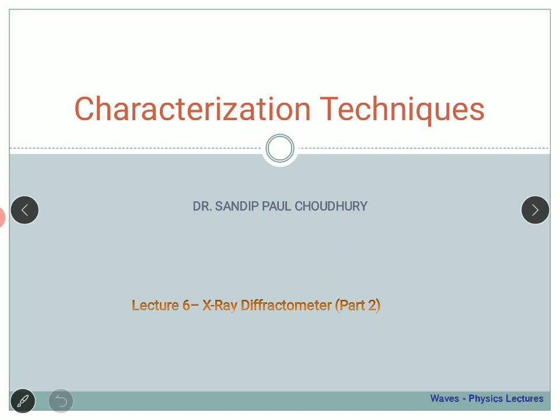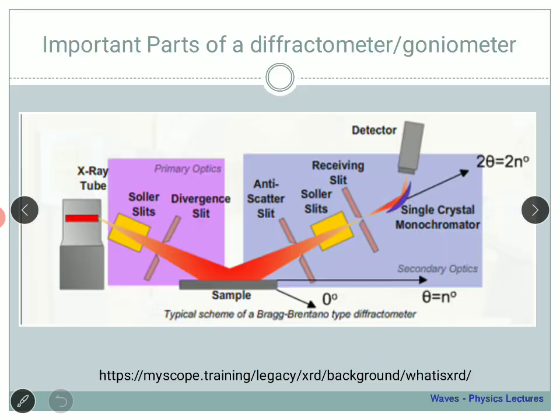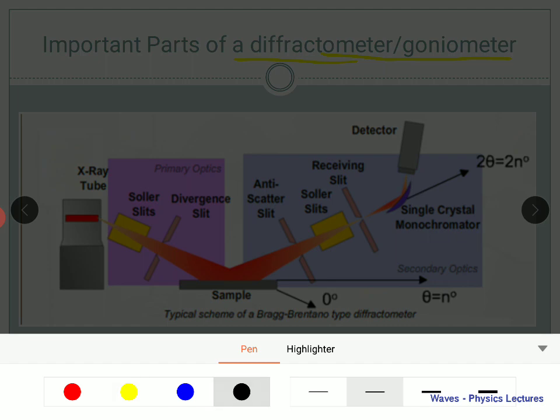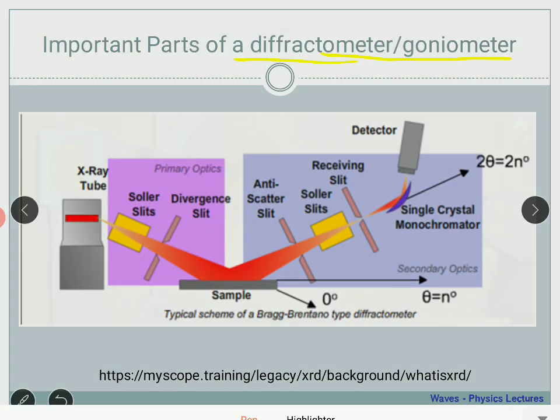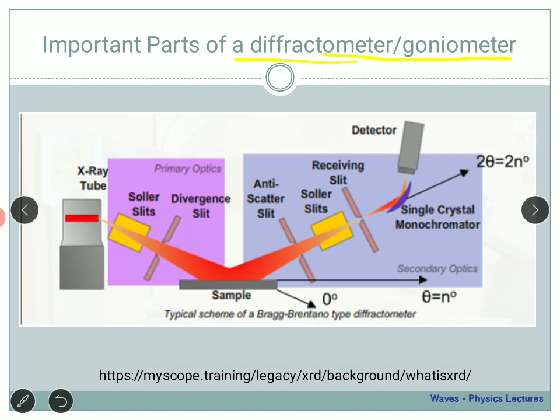and when we start off with our physical classes and sessions, we will be looking into the instrument in more detail and understanding it from a very close point of view. Okay, so if you look into the goniometer, which I told you about in the last class, we are talking about parts of the diffractometer now, and that mostly lies in the goniometer setup itself. This is a typical scheme of the Bragg-Brentano type diffractometer.